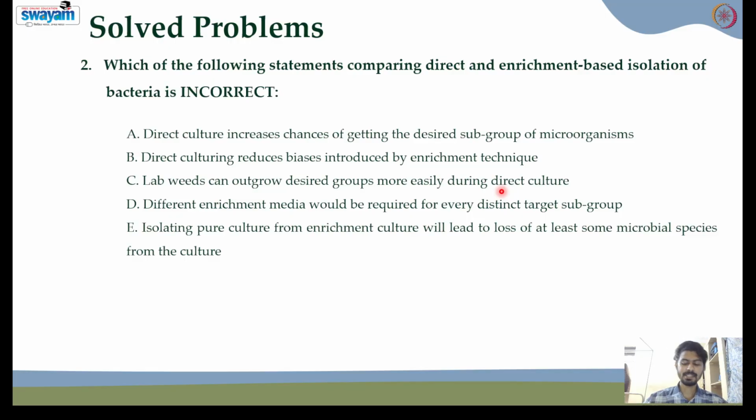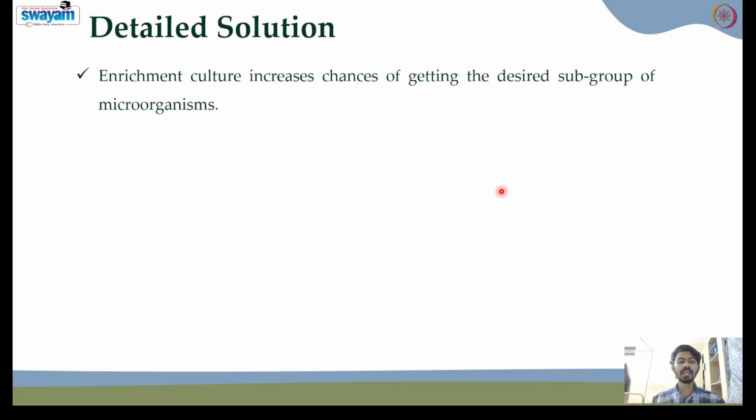Now we will see the answer. Answer is yes, it is correct. Option A, direct culture increases the chance of getting the desired subgroup of microorganisms. This is wrong because enrichment culture increases the chance of getting the desired subgroup of microorganisms.